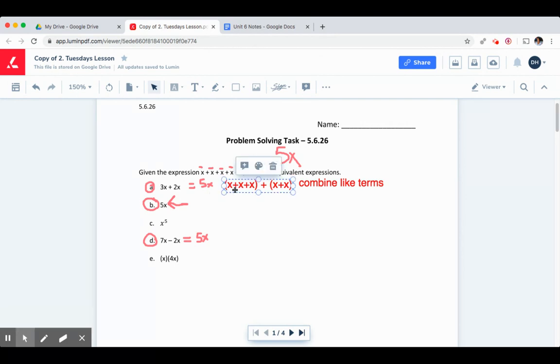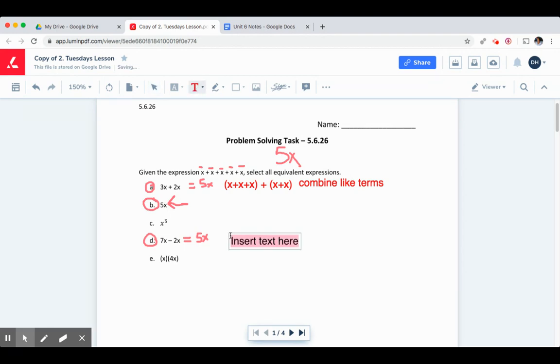It's the same thing as seeing this in expanded form, which would be parentheses x plus x, close parentheses, plus parentheses x plus x, close parentheses. So if we were to combine all of these terms, we would get 5x. So adding your terms that have the same variable works in a similar fashion as when we're adding numbers. So 3x plus 2x is also a correct answer because it equals 5x.